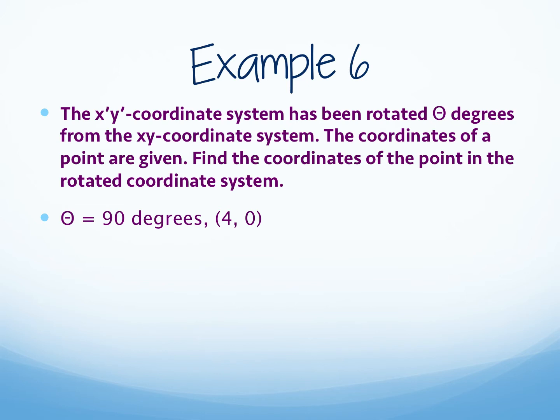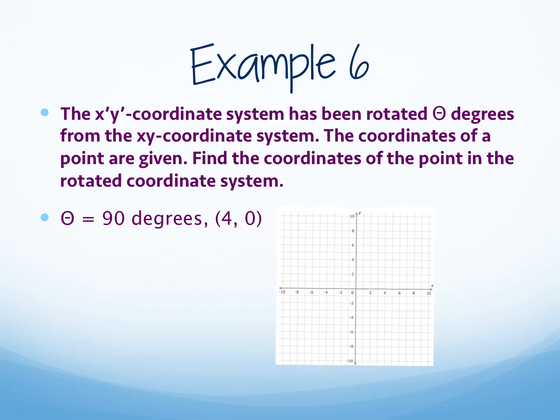So the first thing I'm going to do is just draw the x, y coordinate grid. So I'm going to plot this point on my normal coordinate grid. So the original point is 4, 0, which is here. Now it's saying take and rotate this axis 90 degrees. So if I were to take my x-axis, which is here, and rotate it 90 degrees, what does it look like?